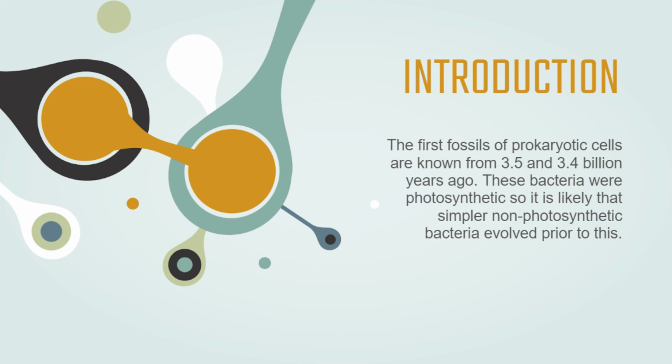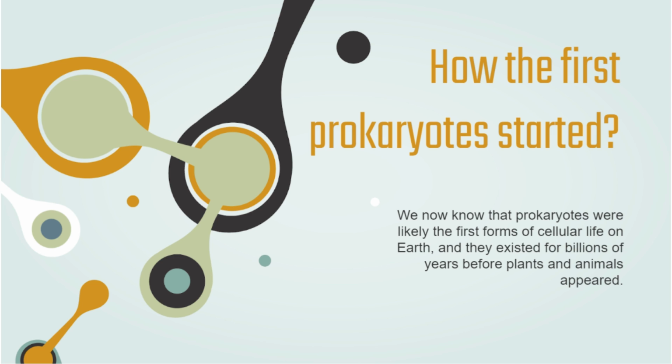Introduction. The first fossils of prokaryotic cells are known from 3.5 and 3.4 billion years ago. These bacteria were photosynthetic, so it is likely that simpler non-photosynthetic bacteria evolved prior to this. How the first prokaryotes started. We now know that prokaryotes were likely the first forms of cellular life on Earth, and they existed for billions of years before plants and animals appeared.